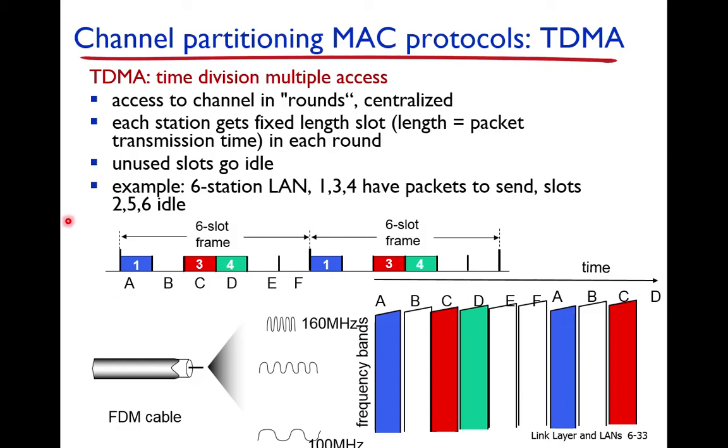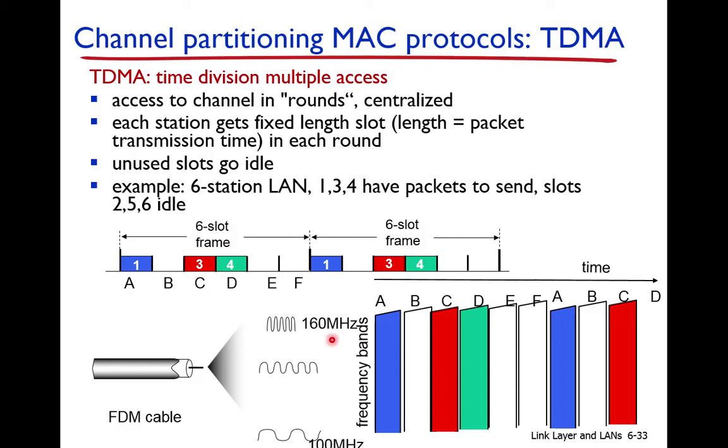Okay. So in TDMA, the channel access, the channel use, is in rounds. That is, first it is used by A, then B, then C, then D, then E, then F. When it is finished, then again it is used by A, then B, and so on. And each station gets a fixed length slot. That is, A is using for 5 seconds, B for 5 seconds, C for 5 seconds, D for 5 seconds, E for 5 seconds, F for 5 seconds. Then again A is using for 5 seconds, B for 5 seconds.